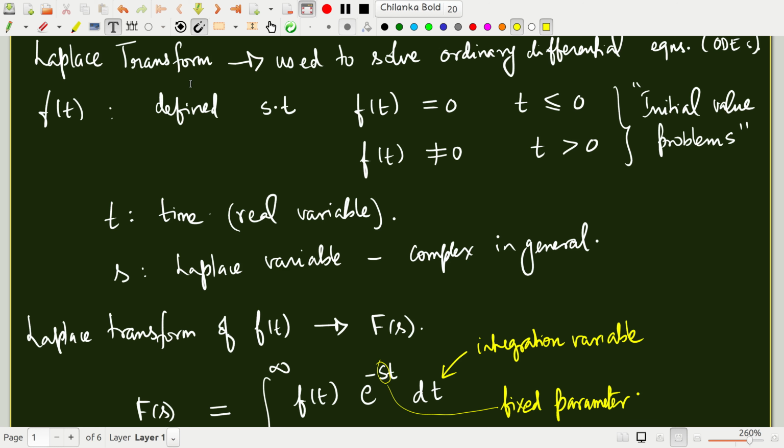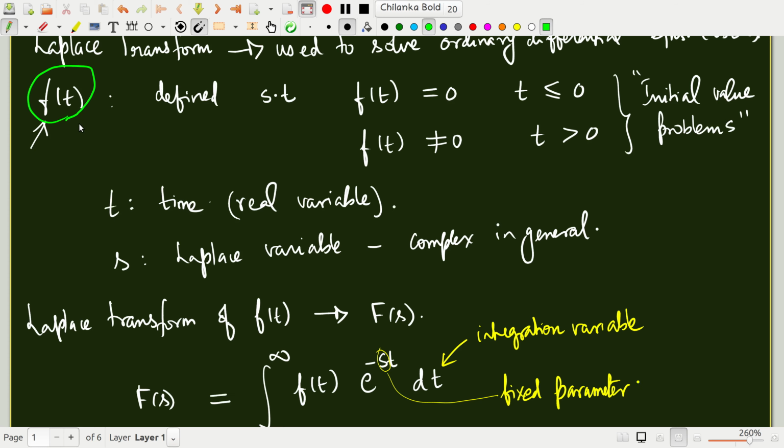Now I'm going to discuss Laplace transforms in some detail as we go along, but for now just understand that the Laplace transform is a method used to solve ordinary differential equations, especially initial value problems. Initial value problems are such that you prescribe the value of the function at time t equal to 0, and then you want to find the nature of the function for time t greater than 0. That is the usual initial value problem. So we are interested in finding this function f of t.